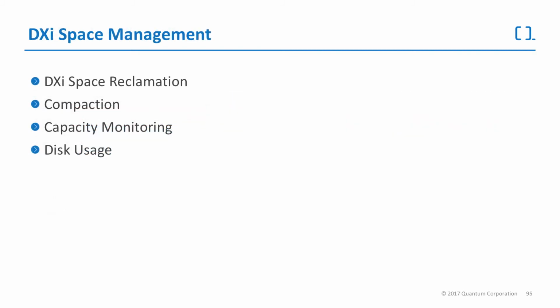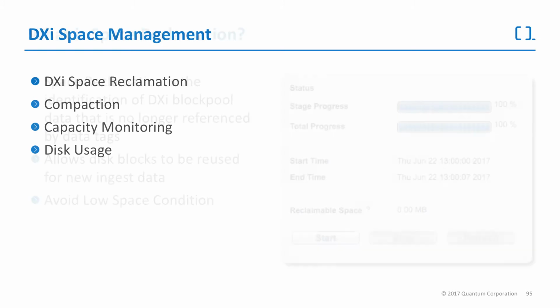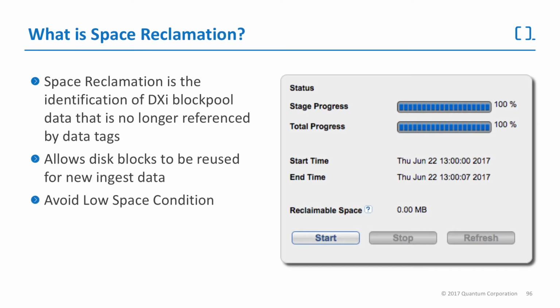Regardless of the DXi systems in your configuration, disk space management is one of the most important factors. Let's quickly cover space reclamation, compaction, capacity monitoring, and disk usage. So what is space reclamation? It is a process that identifies data that no longer needs to be retained and can be reclaimed by the system. This is also a normal result of backup expiration policies. This process is key to the successful operation of a DXi.